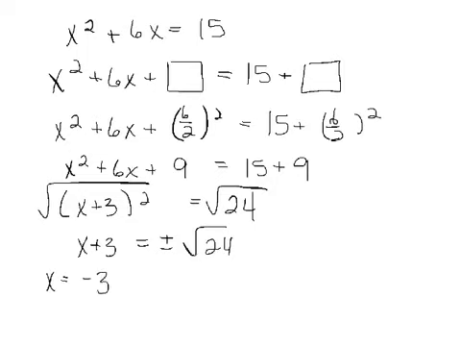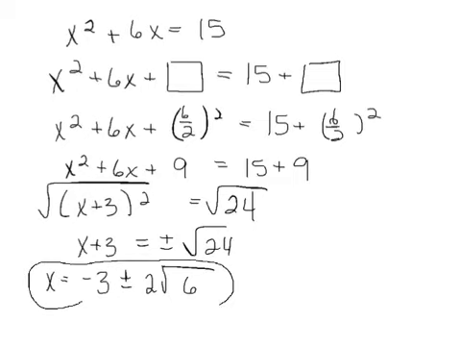X equals negative 3 plus or minus. Square root of 24 breaks down into, let's think, 6 times 4. Let me erase a little bit of that. 2 square roots of 6. So yes, you do have to simplify it, and you have your answer.